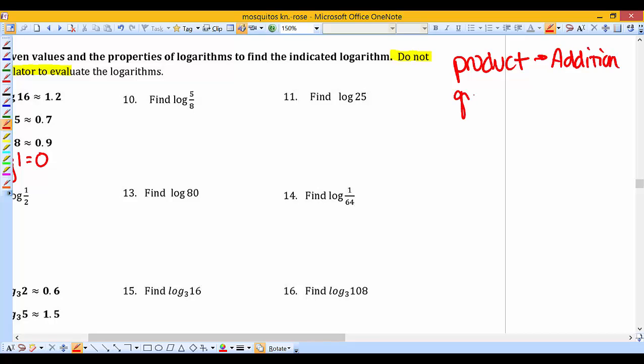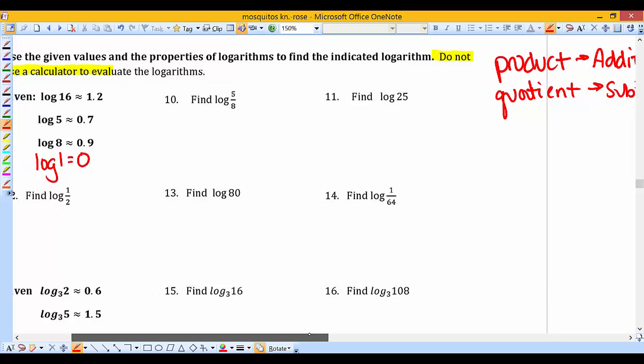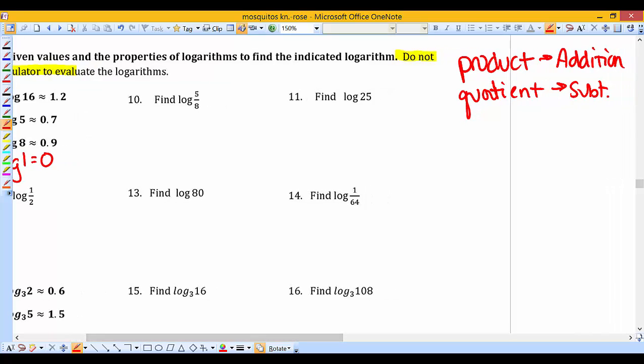And then you have the quotient property, which changes to subtraction. So that's how I want to write these. Now, in 10, I'm going to use the quotient property. So I would rewrite this as log of 5 minus the log of 8.